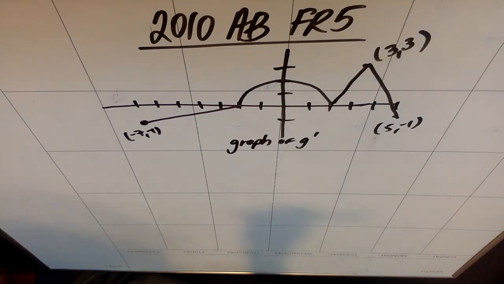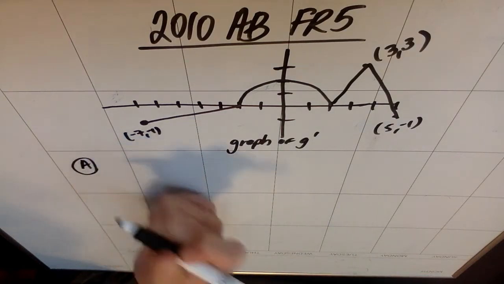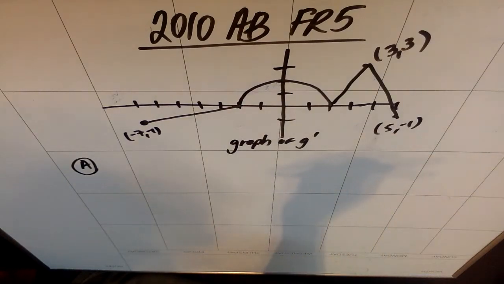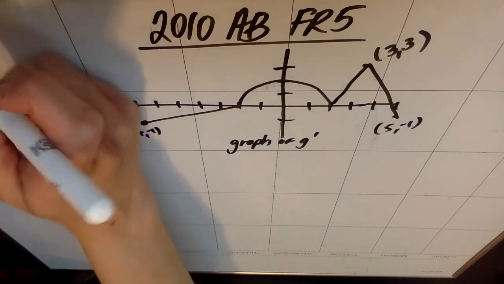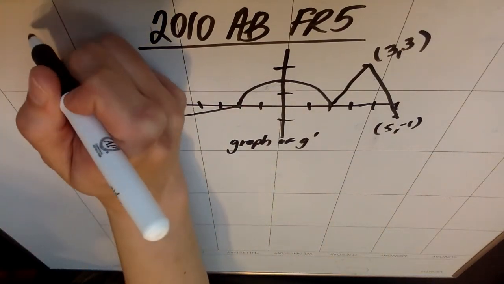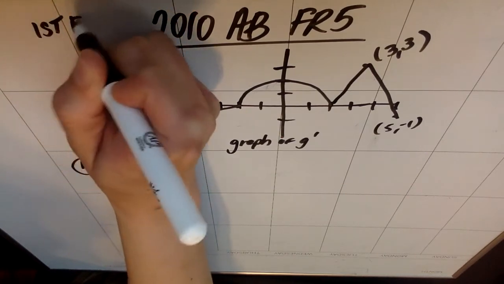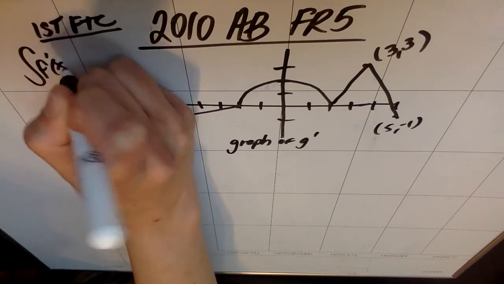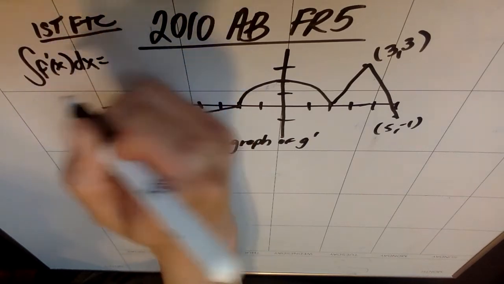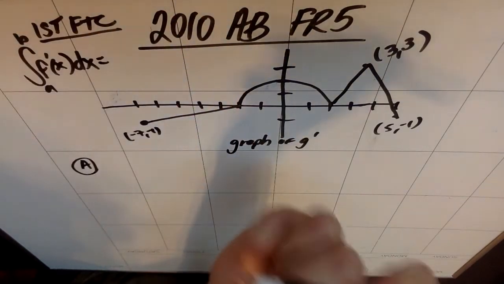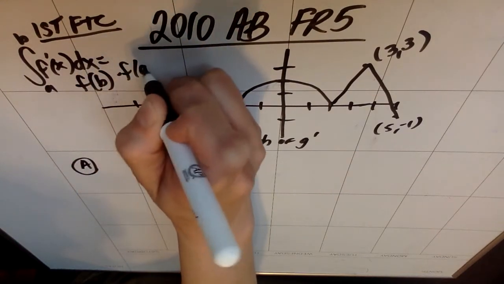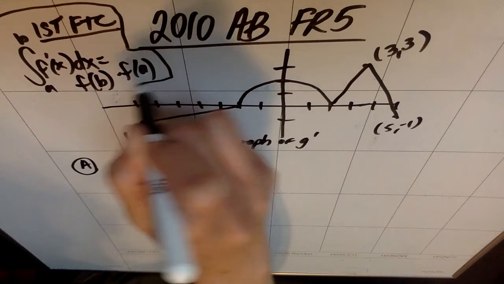So this is a first fundamental theorem of calculus question, right? So we've seen the first fundamental theorem of calculus before. The first fundamental theorem of calculus is that if you integrate some f prime of x with respect to x from a to b, right, you'd get f of b minus f of a. So we've seen this problem a bunch before, right?